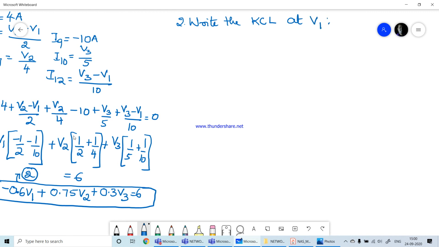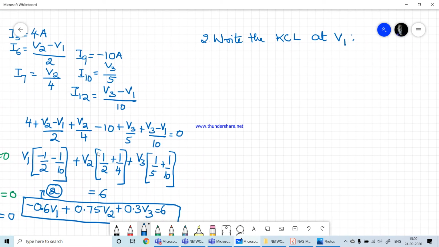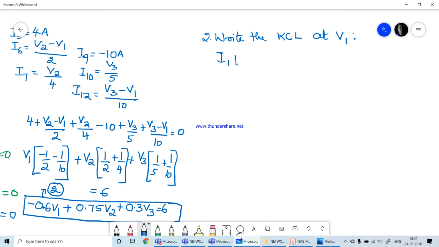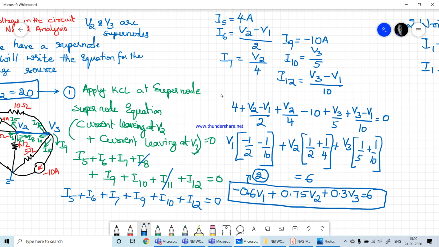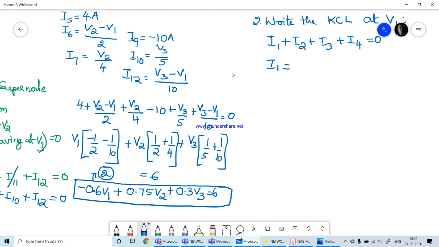So what is the current flowing through V1 here? I1 plus I2 plus I3 plus I4 equals 0. Now we'll see what is I1 in the diagram. Can someone tell me what is I1? 5 amps. Because I1 direction is reverse to this direction, therefore it is minus of minus 5 amps, which is plus 5 amps.